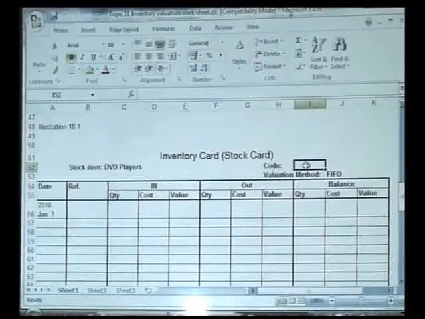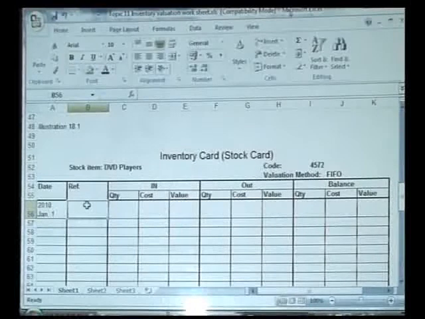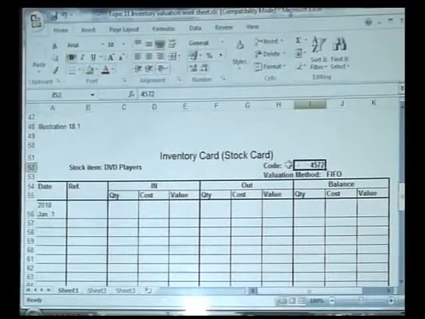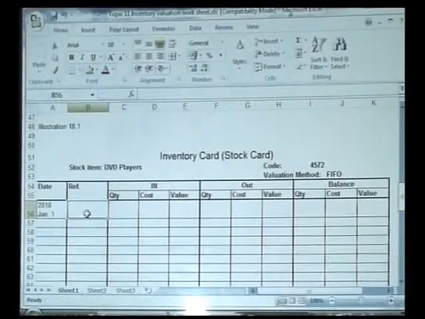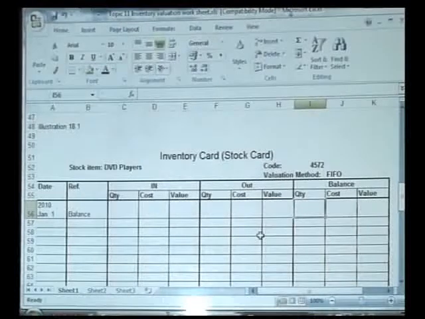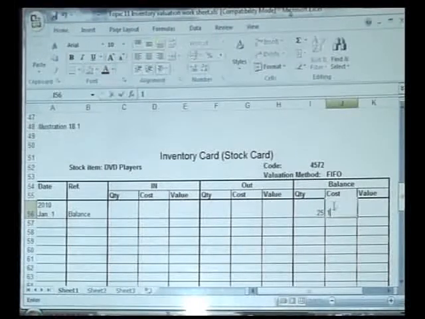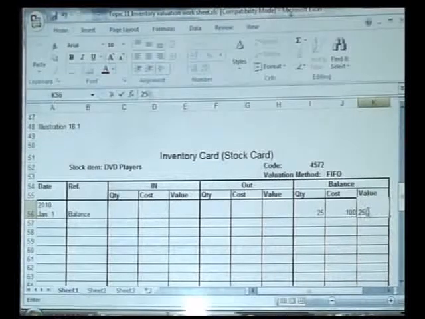If you want, I can put some number. 4572 is the code number, although not given in the question. Just for completion purposes, I just put this. On 1st January 2010, inventory on hand. Inventory on hand means the balance brought forward. It is recorded in the balance column. 25 units, cost 100 per unit, therefore the value is 2500.